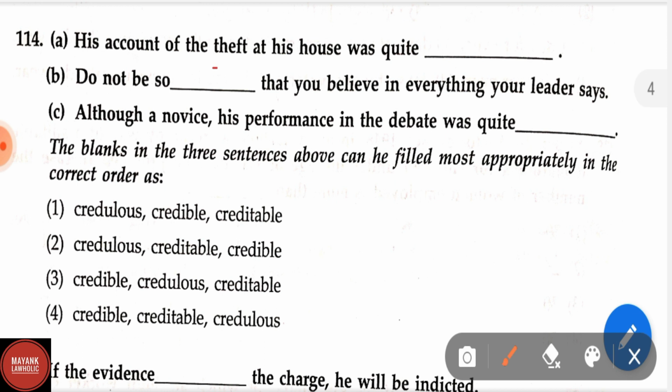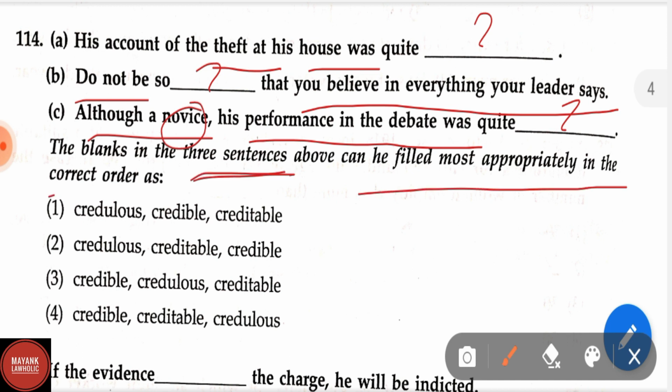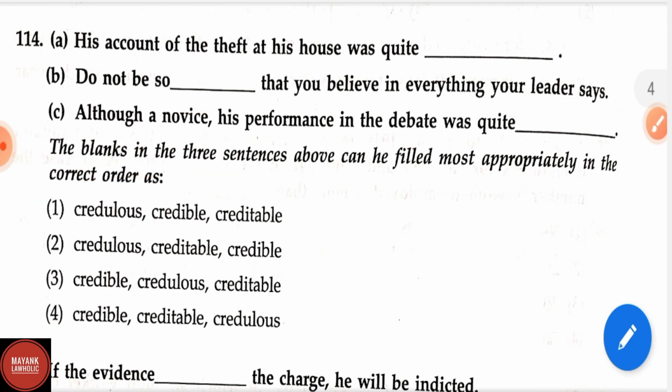Option 1: His amount of theft at his house was quite dash. Option 2: Do not be so dash that you believe in everything your leader says. Option 3: Although a novice, his performance in debate was quite dash. The three sentences above can be filled most appropriately in the correct order as. The options are given; we have to find the correct order in which these blanks can be filled.